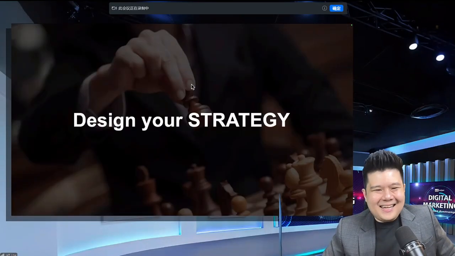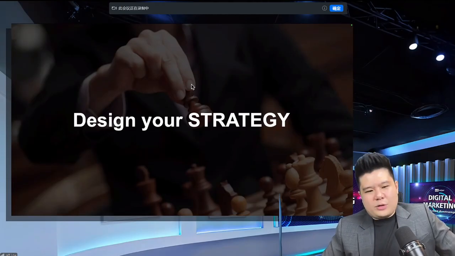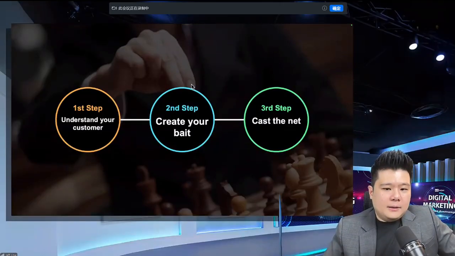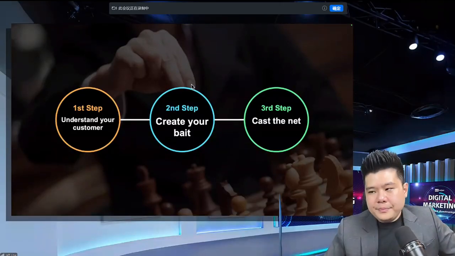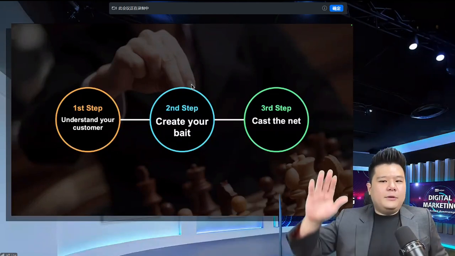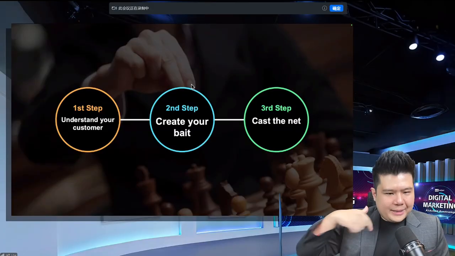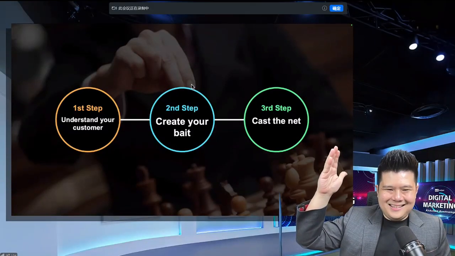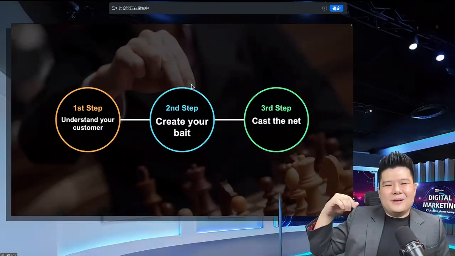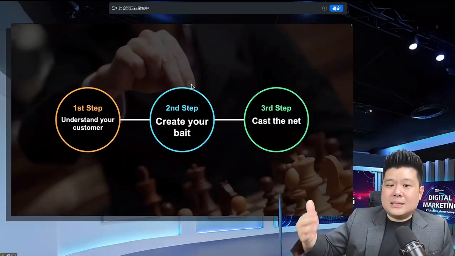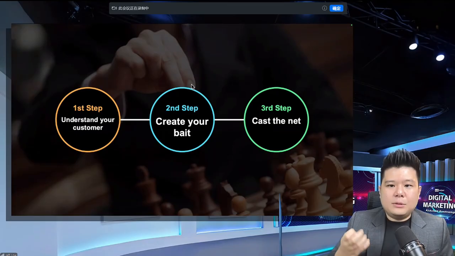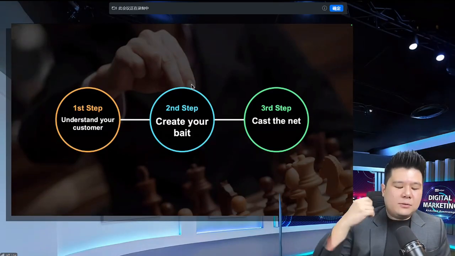All right? Okay? So the moment you design a strategy, you must always come back to these 3 steps. Yesterday we talked about understanding your customer, creating your bait before you even cast your net. How many of you here used to spend time thinking about bait? None. Okay, there's some. So not many people are constantly thinking about what is a bait. I'm not talking about video bait, okay?